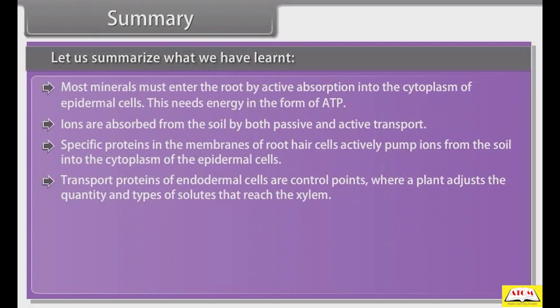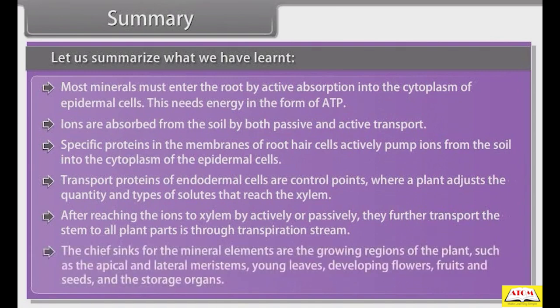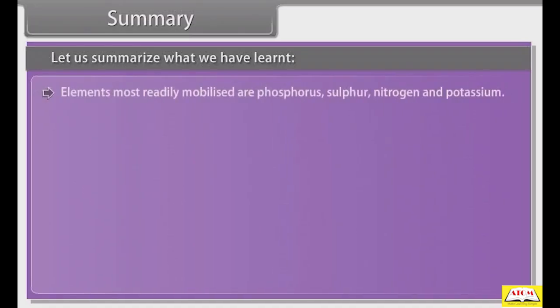that reach the xylem. After the ions reach the xylem, actively or passively, further transport through the stem to all plant parts is through the transpiration stream. The chief sinks for the mineral elements are the growing regions of the plant, such as the apical and lateral meristems, young leaves, developing flowers, fruits and seeds, and the storage organs. Elements most readily mobilized are phosphorus, sulfur, nitrogen and potassium.